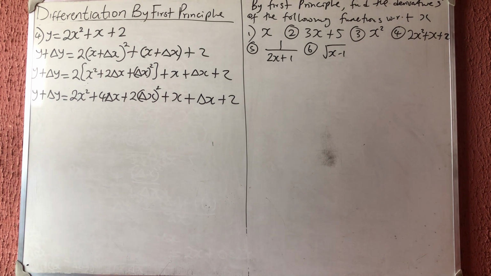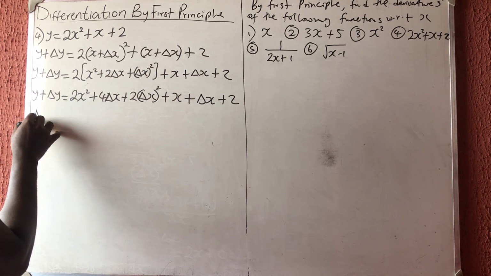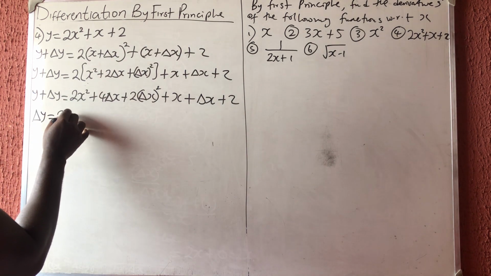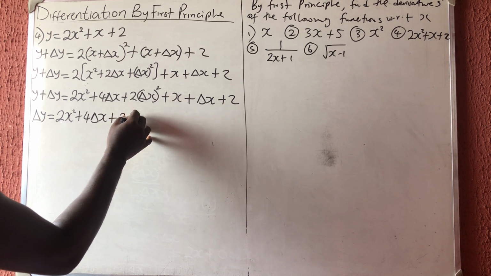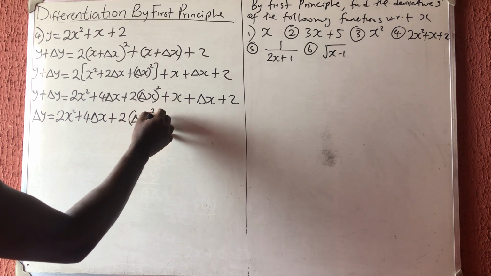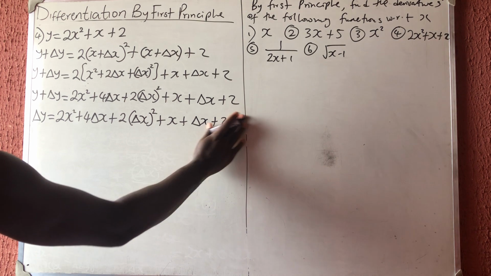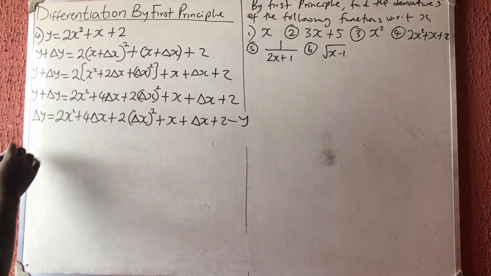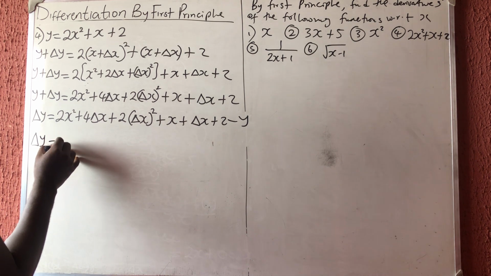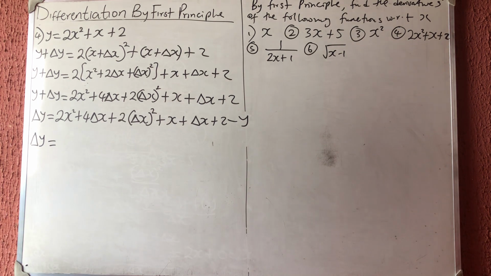All right. So now if you look at it, you're going to see that this one will now move to this side to have that change in y is equal to what? 2x squared plus 4 change in x plus 2 in bracket of change in x squared plus x plus change in x plus 2, then minus y. All right. Don't forget, I know what is my y. So change in y will be equal to what? 2x squared. But let me arrange it very well so that they will subtract.